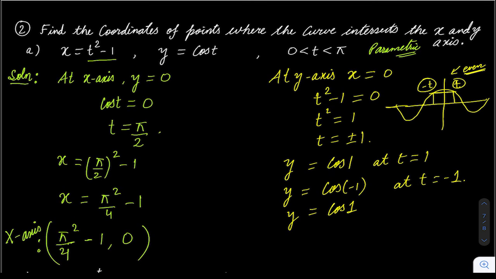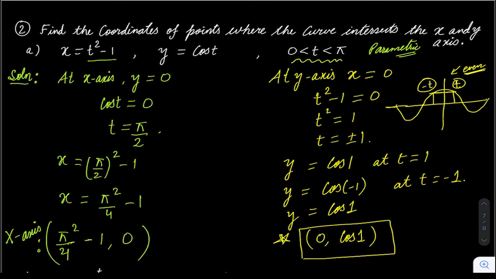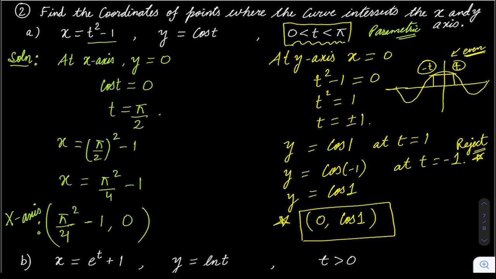Okay. So where it intersects the y-axis, what are the points? So x is 0, so y is cos of 1. In both the cases, actually, we are getting the same point, (0, cos of 1). So actually, we get two values of t. But anyways, t equal to minus 1 is not in the domain. As you can see, t is from 0 to pi, that is, t is positive. So anyways, we have to reject this, but I am explaining this just for future cases. So anyways, my answer is (0, cos 1).